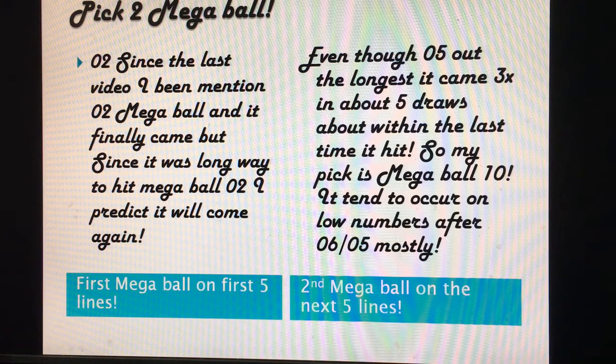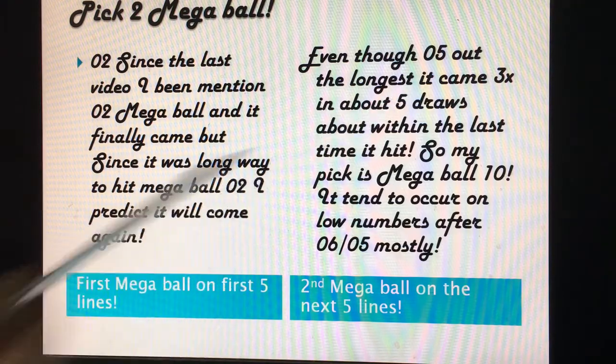It came out in the previous drawings one time. So the last 2 draws didn't come out 02, but the previous draw came 02. So since it was a long way to hit Mega Ball 2, I predict it will come again. My prediction is 02 because 02 and 12 have been hot in the last 10 draws. So the 2 in the ones digit has been hot in the last 10 draws. I would go for 02 because 02 was out a long time before it came in the past week one time.